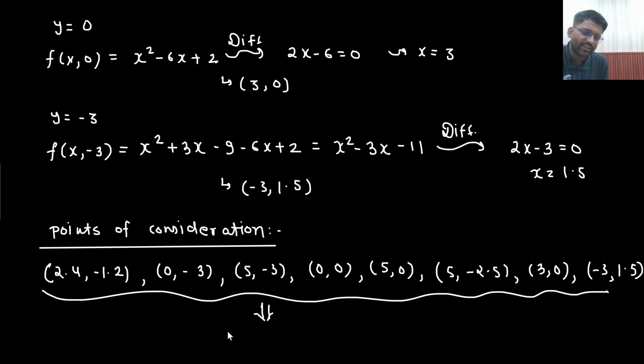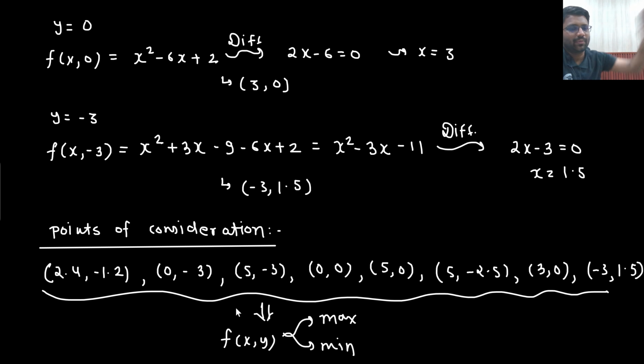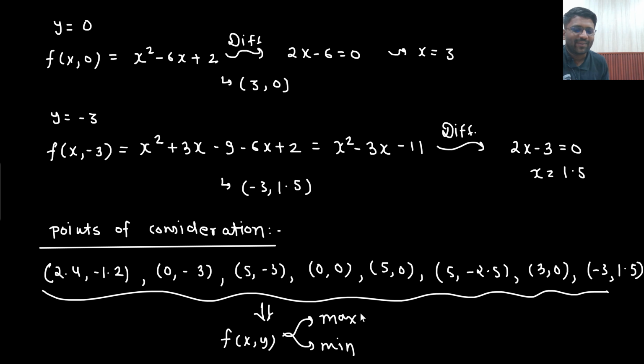At all these points you will find out the value of f of x comma y. Some value you will get to be maximum and some minimum. Whichever value is maximum will be your maximum value, and whichever is minimum will be your minimum value. Basically you will find out f of 2.4 comma minus 1.2 and all these values, which I am not going to do. You can do it on your own. I am going to find out only the values where I know that maximum and minimum I will be getting.